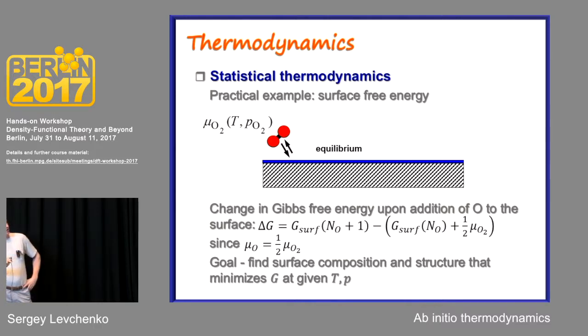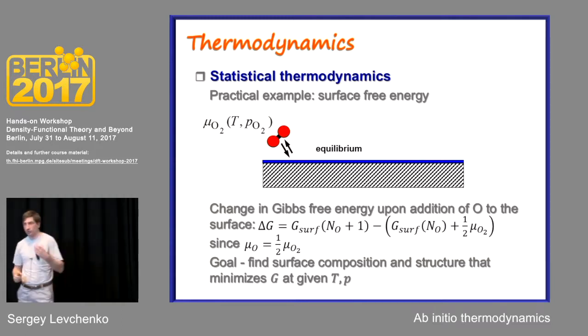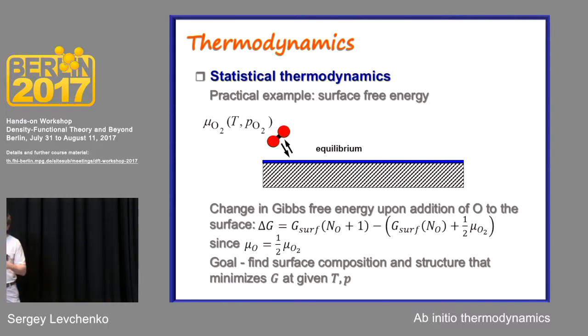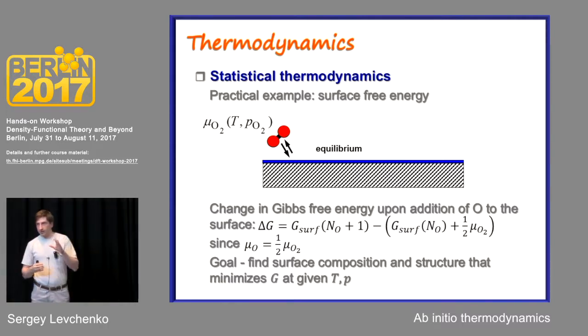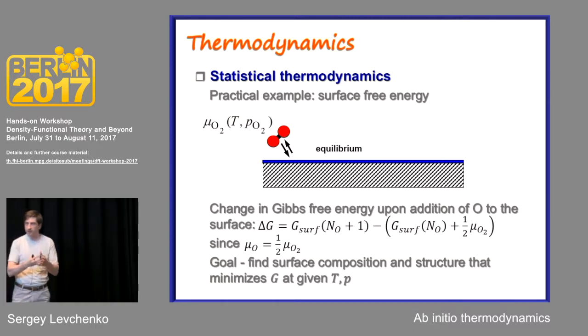So the change in the Gibbs free energy upon absorption of an oxygen atom on the surface can be expressed like this. This is the Gibbs free energy of the surface with the additional atom minus the initial Gibbs free energy, plus the chemical potential of the oxygen atom in the gas phase. I forgot to mention an important thing. In equilibrium, the chemical potential is the same everywhere: in the gas phase, or at the surface, or in the bulk.